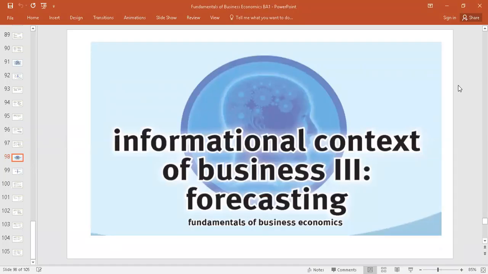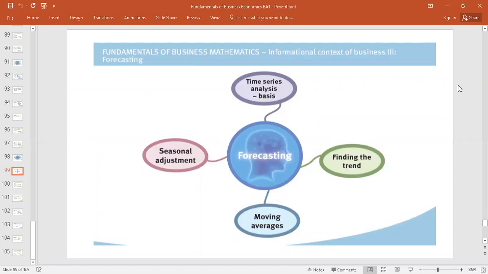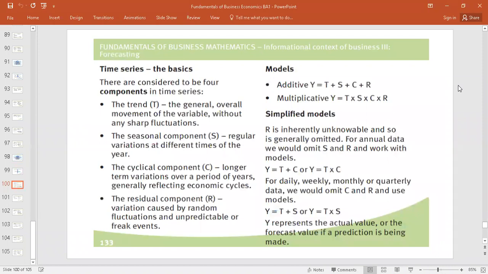So the last topic, the informational context of business, three, we're looking at forecasting. Under that, there are four components which we have to look into. That is, over a period of time, the trend, what is the general trend; then the seasonal component, because of the fluctuations during the year, what are the seasons, and what fluctuations have to be taken into consideration; the cyclical component, because of the trade cycles in the economy, what changes do happen; and then the residual component.